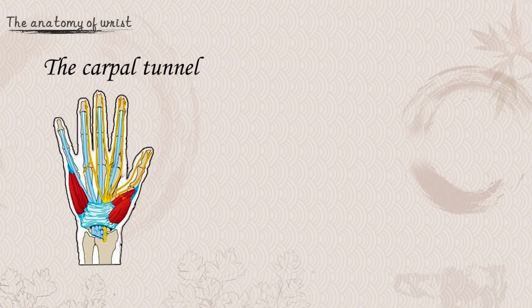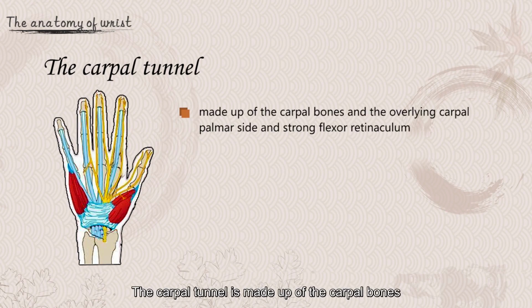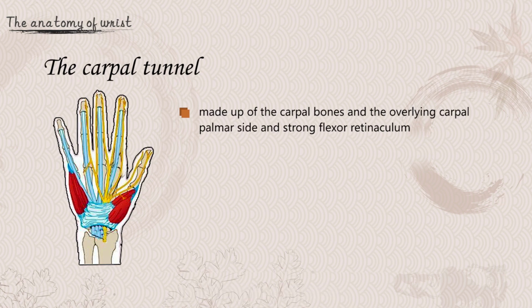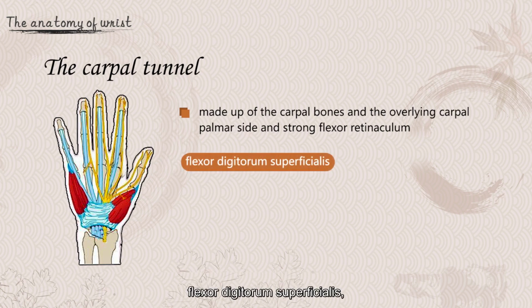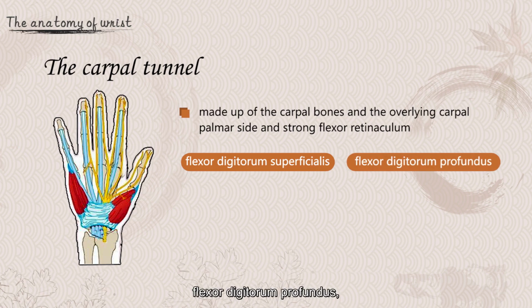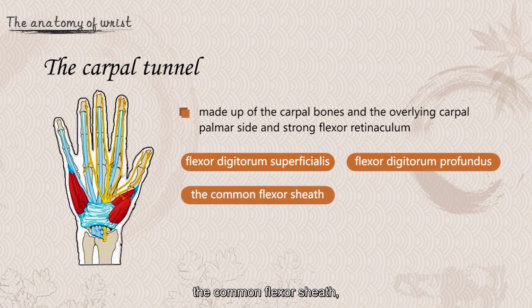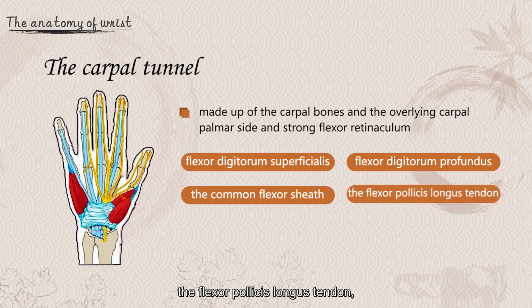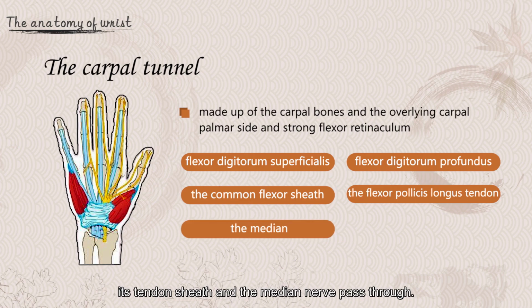carpal tunnel. The carpal tunnel is made of the carpal bones and the overlying carpal palmar side and strong flexor retinaculum. Inside the carpal tunnel, the flexor digitorum superficialis, flexor digitorum profundus, the common flexor sheath, the flexor pollicis longus tendon, its tendon sheath, and the median nerve pass through.